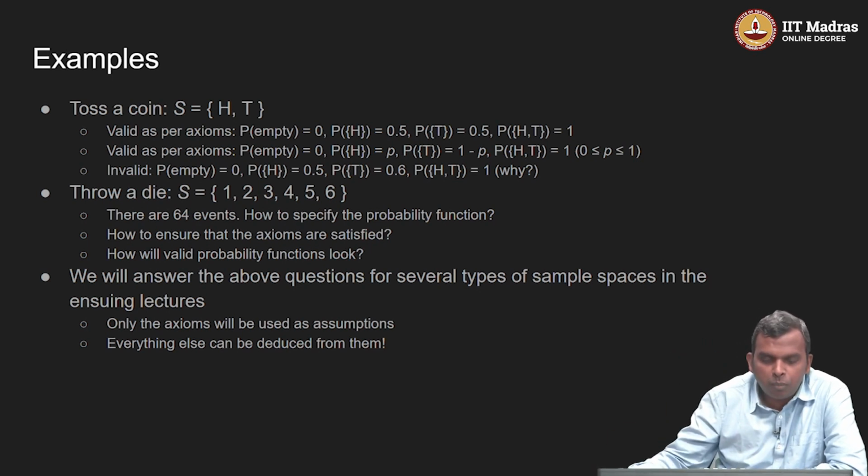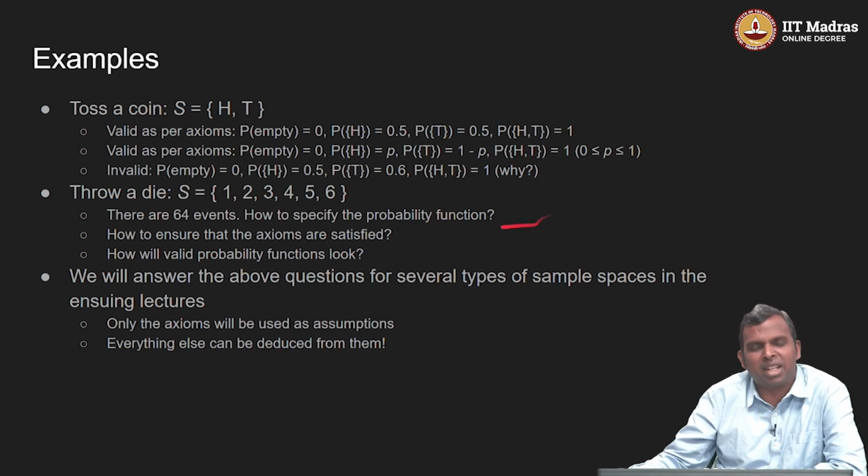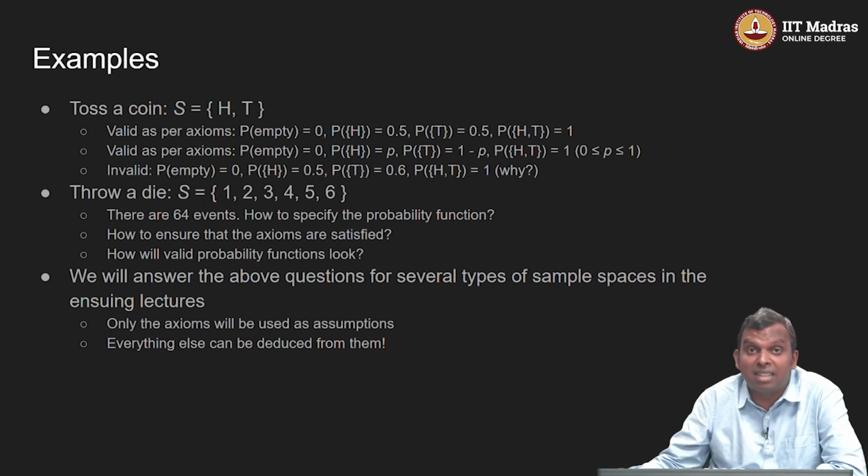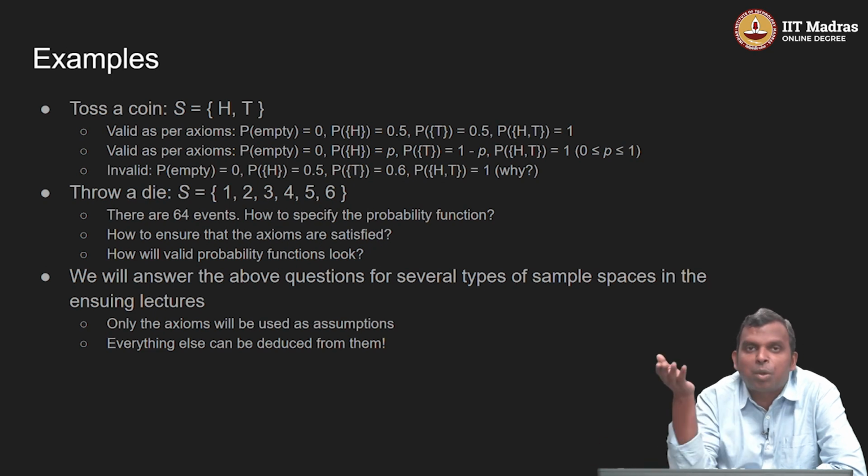Let's look at a slightly more complicated example. You'll see the problem immediately when I show a complicated example, and you need not even go that big. Let's just look at throwing a die. It's 1, 2, 3, 4, 5, 6. There are 6 elements in the sample space. There are 64 events. Forget about even checking whether the axioms are satisfied. How do you even specify the probability function?